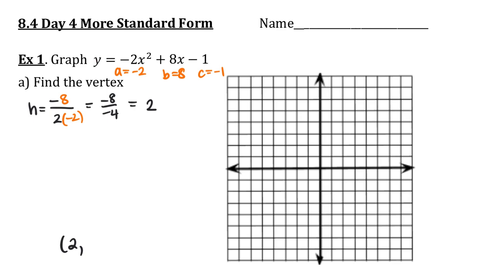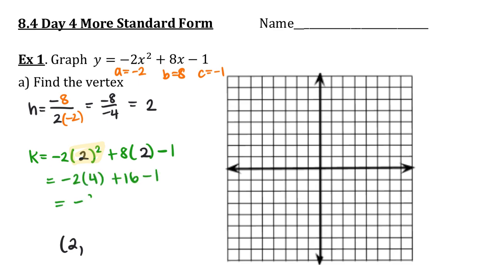You can write y equals, or you can write k equals. K equals negative 2x squared plus 8x minus 1. And where the x is, I plug in 2. And then just remember to respect your order of operations. So exponent first. 2 times 2 is 4 plus 16 minus 1. Negative 8 plus 16 minus 1 is 7. So my vertex is at 2 comma 7.